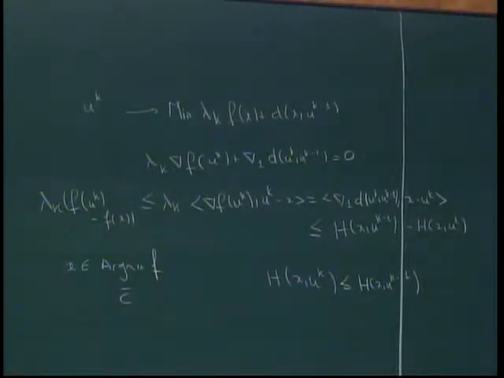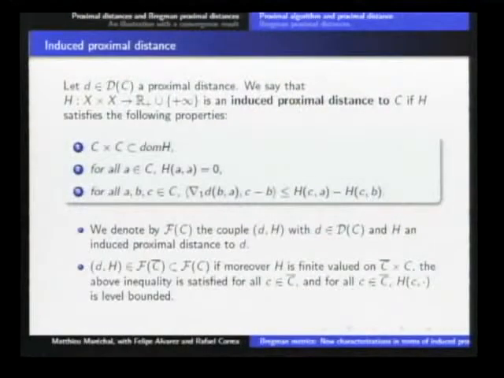That is used. Thus, F of C is the couple such that d is the proximal distance and h is the induced proximal distance to d. Moreover, there is an additional definition, F of C bar. F of C bar is when h is finite valued on C bar times C, whereas in the initial definition it is just on C times C. And moreover, the above inequality is satisfied for all points in C bar.